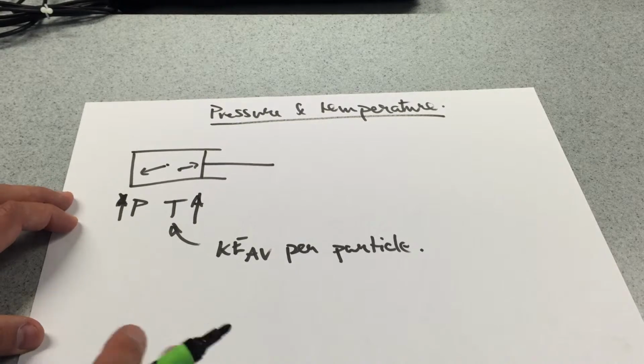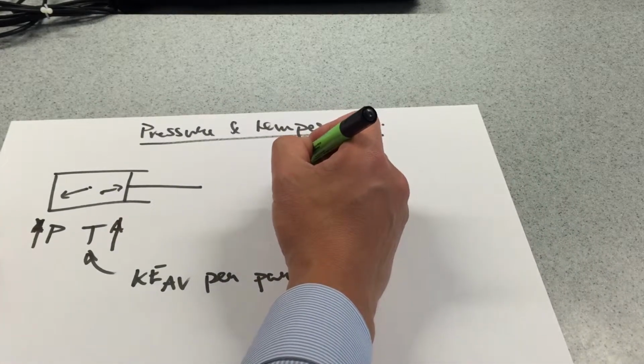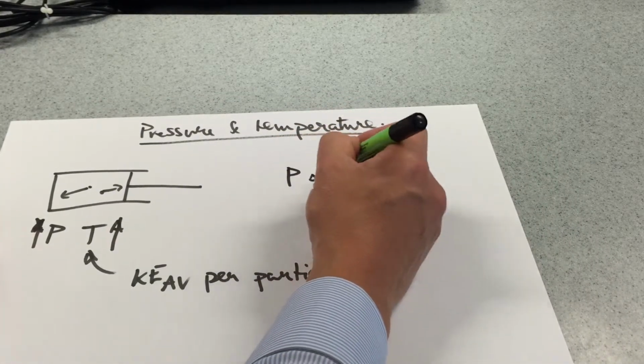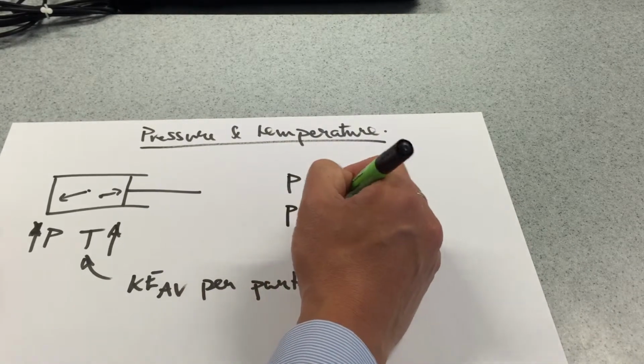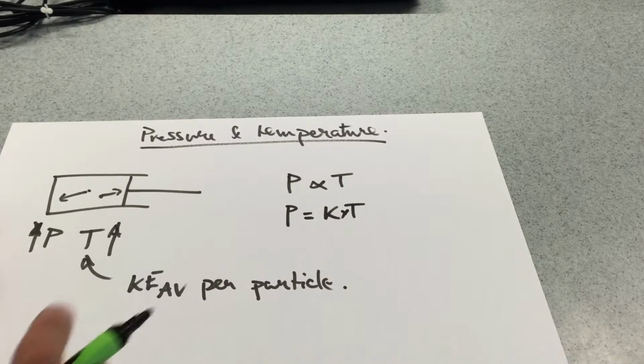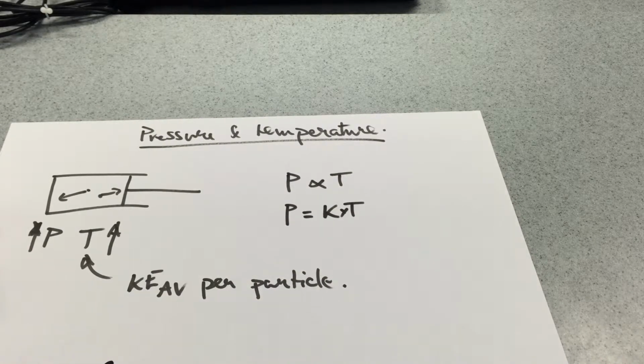In actual fact, we think it's proportional. We think that pressure is going to be proportional to temperature, or in other words, pressure is going to equal a constant multiplied by the temperature.